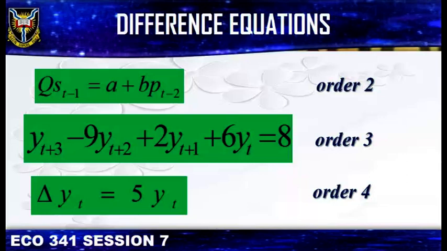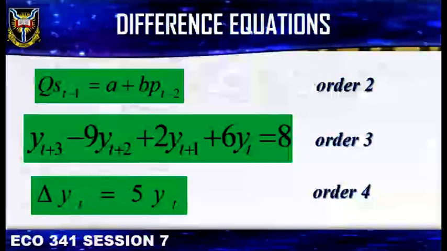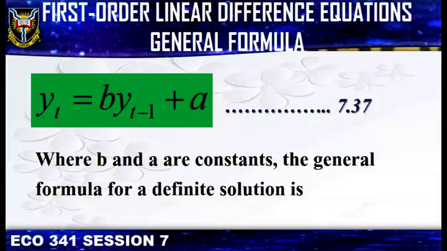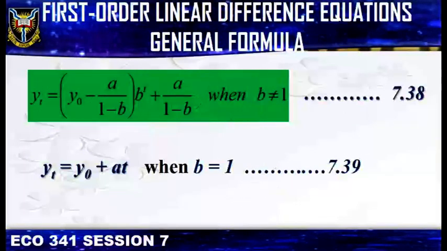A linear first order difference equation is an equation where all the variables are raised to the first power without any cross product. For example, yt is equal to byt minus 1 plus a, equation 7.37, where b and a are constants. The general formula for a definite solution is yt is equal to [y0 minus a over 1 minus b] b raised to power t plus a over 1 minus b when b is not equal to 1, equation 7.38. yt is equal to y0 plus at where b is equal to 1, equation 7.39.